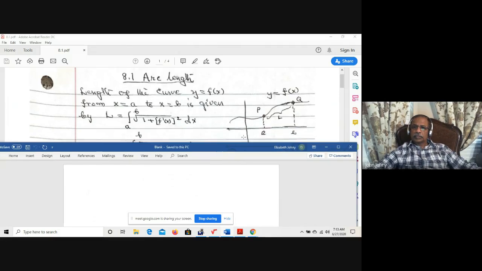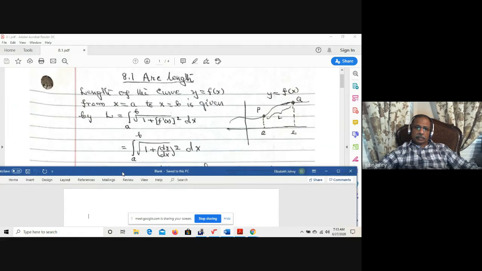So look at this curve. When x is equal to a, the curve starts at P. When x is equal to b, it ends at Q. So the length of PQ of the curve is given by this formula. And it's the same as the integral from a to b of the square root of 1 plus dy over dx the whole square dx, because f prime x is the same as dy over dx.